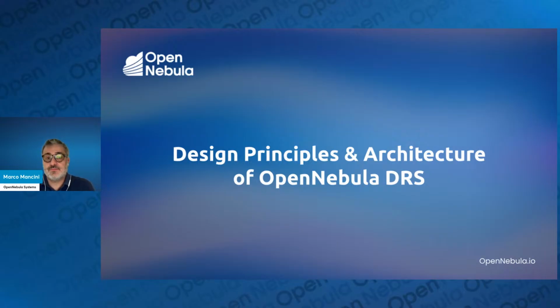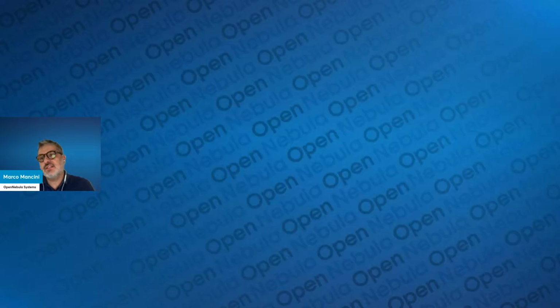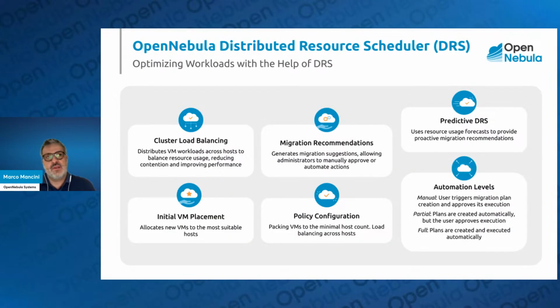Then we have also the partial level. That means that plans are created automatically. You can define an interval for when these plans are generated, and then there should be an approval from the user, from the administrator, in order to apply the migrations. And finally, we have this fully automated level where instead plans are created automatically and are also executed automatically. So these are the features and capabilities of the DRS.